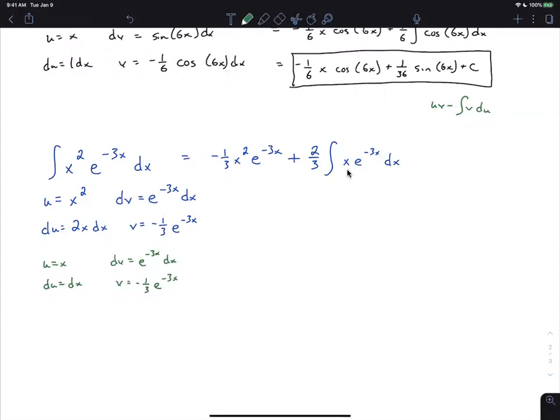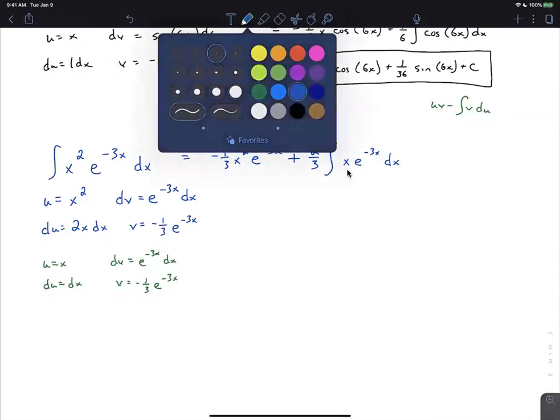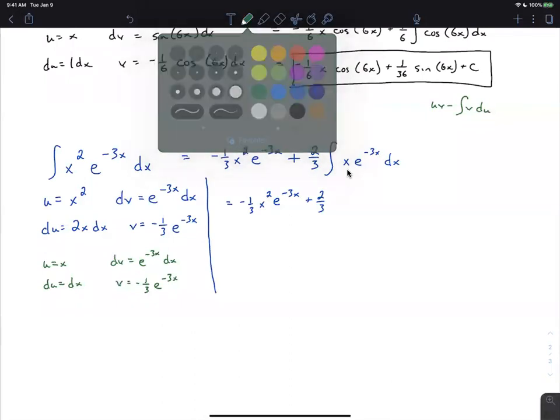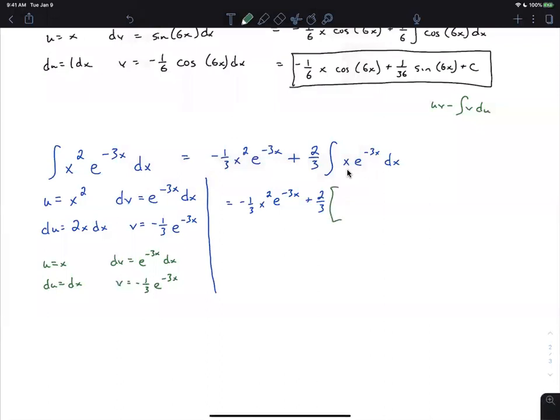And now the idea is we're going to have this -1/3 x squared e to the -3x. That's just going to carry down. And then plus 2/3. And then we're going to put brackets. We're going to put the entire integration by parts formula in the brackets. That doesn't look very good, so let's do that again.